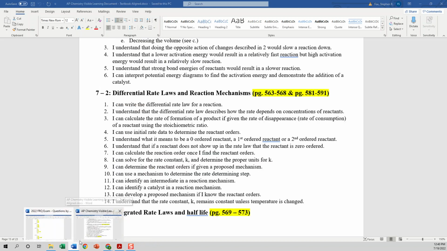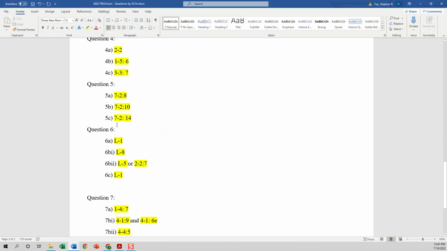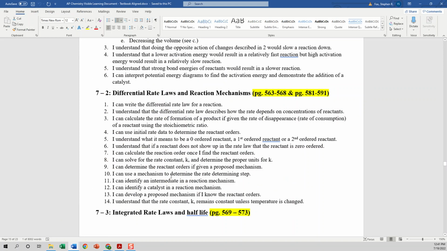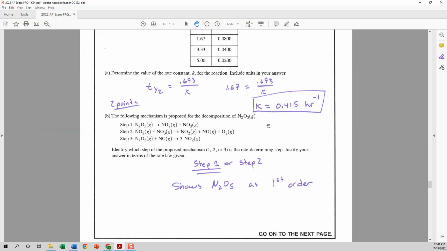So let's go to the next question. So they give us a reaction mechanism, and they want us to identify which step of the proposed mechanism, 1, 2, or 3, is the rate determining step. Justify your answer in terms of the rate law given. And this is VLO 7-210. If we go to number 10 here, I can use a mechanism to determine the rate determining step. And kind of what we're doing here is using the rate law to determine the rate determining step of a mechanism, so it's a little bit different.